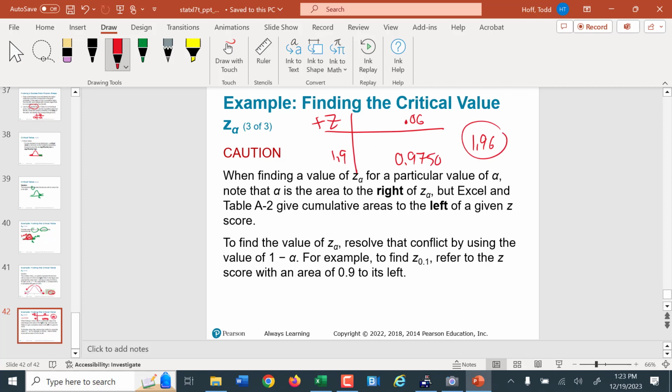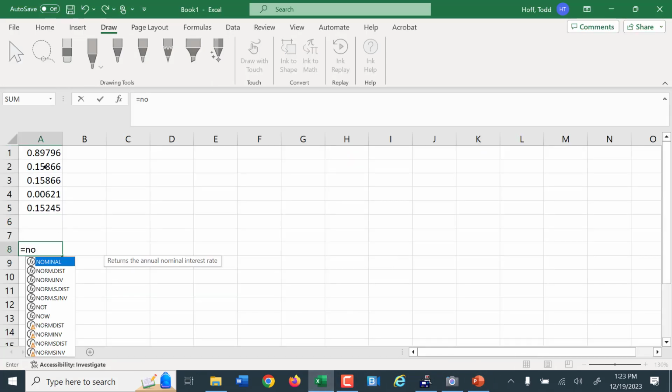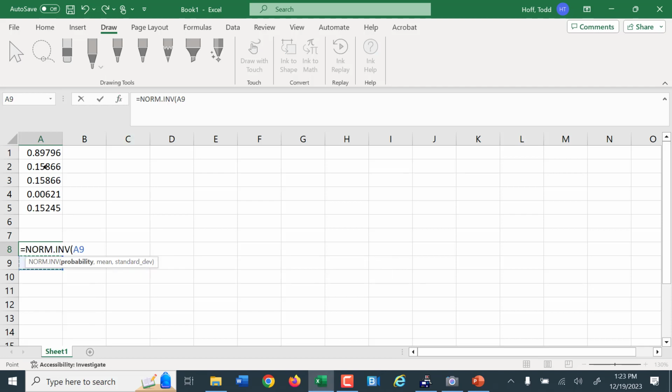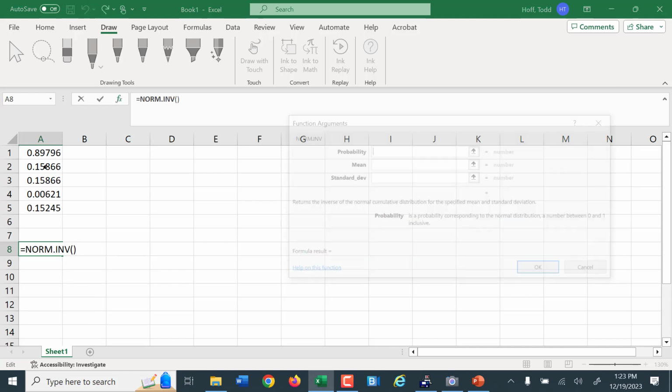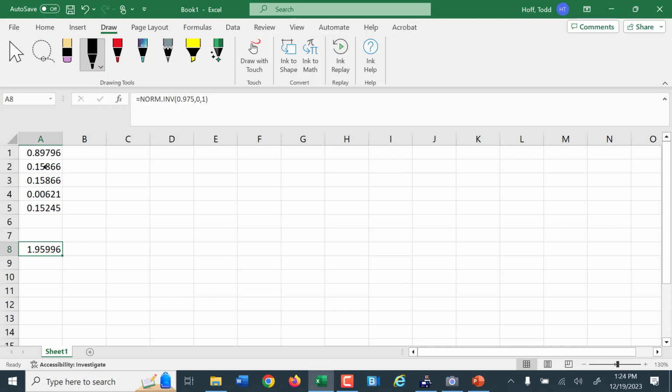Or if I used Excel, inverse normal. So NORM.INV. Open up my function here. The probability I'm looking for is 0.975. Mean is 0, standard deviation of 1 again. And there you get 1.95996, or rounded to two digits, 1.96.